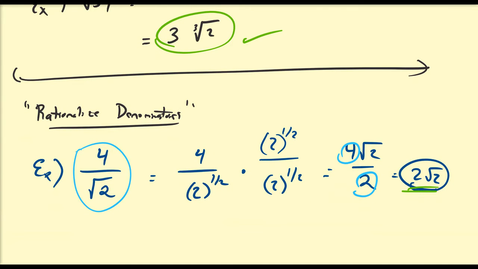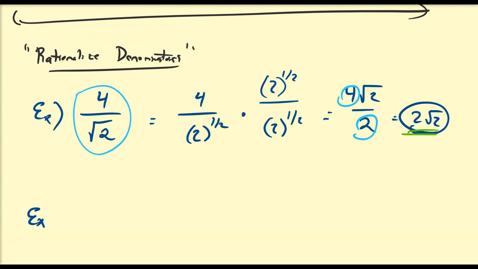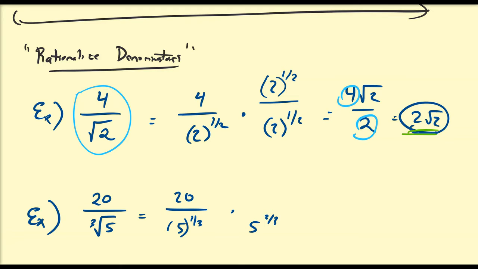So if I continue this process for something with cube roots, suppose I have something like 20 divided by the cube root of 5. So I can rewrite this as 20 over 5 to the 1/3. So I have a third of 5 there, so I need to introduce 2/3 of a 5th here in order for this to sort of give me a whole 5.